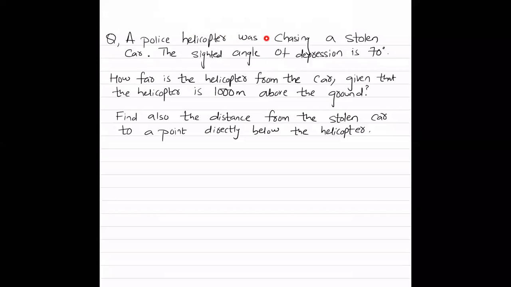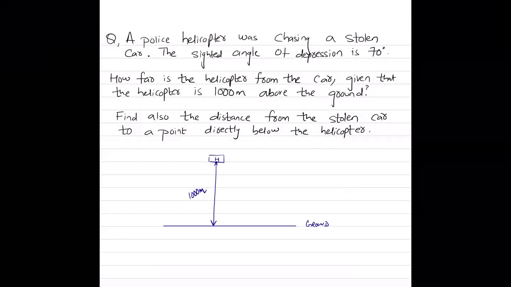In this question, a police helicopter was chasing a stolen car. The sighted angle of depression is 70 degrees. How far is the helicopter from the car, given that the helicopter is 1,000 meters above the ground? So if I consider this as my ground, how high is the helicopter above the ground? 1,000 meters. And the angle of depression is 70 degrees.